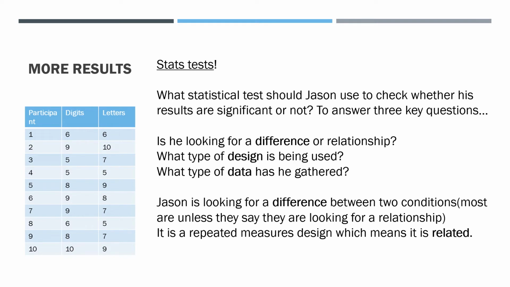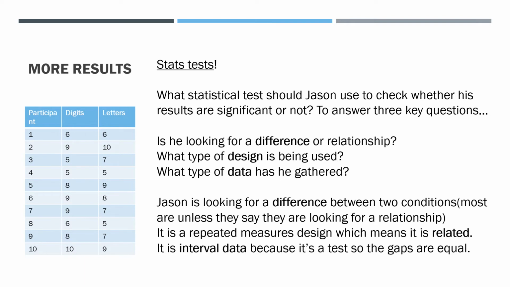Remember when we do stats tests, we do related and unrelated design. And then what type of data is it? It is interval data because it's a test. So the gap between 1, 2, 3, 4, 5 and 6 digits is exactly the same. There's no decimal places, there's no room for interpretation. It's equal gaps, which means it's interval data because it's a scientific test.